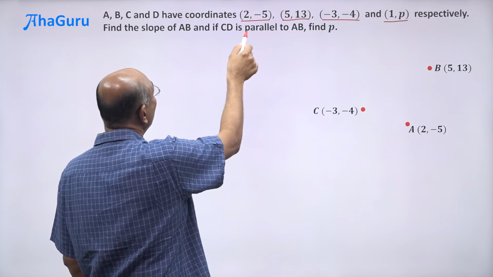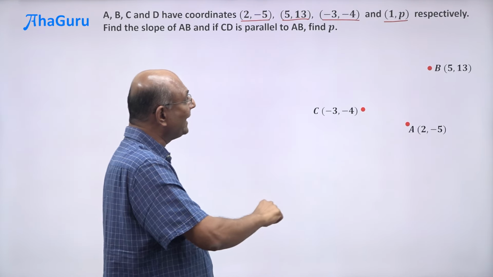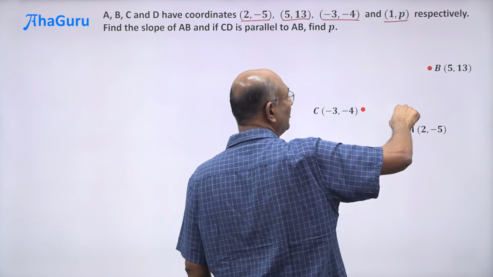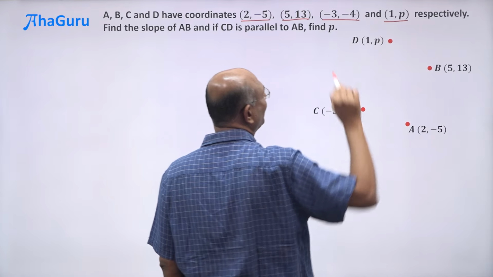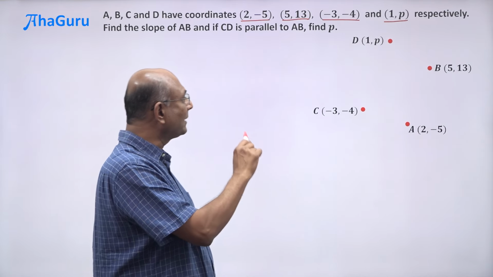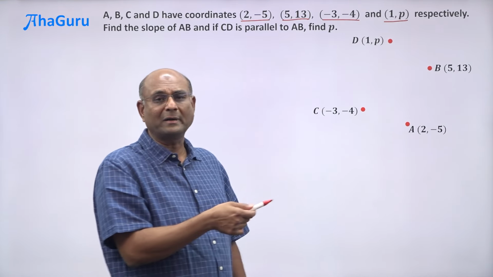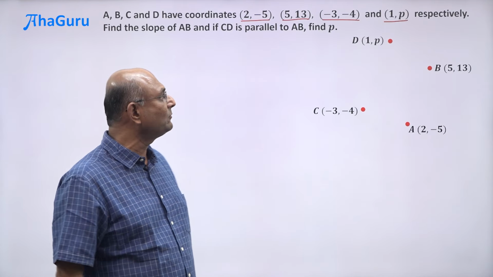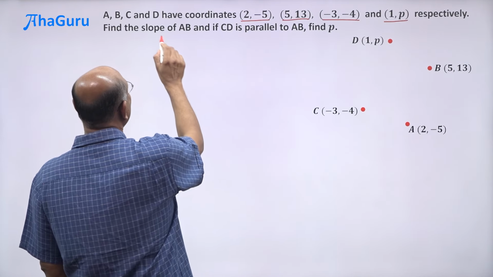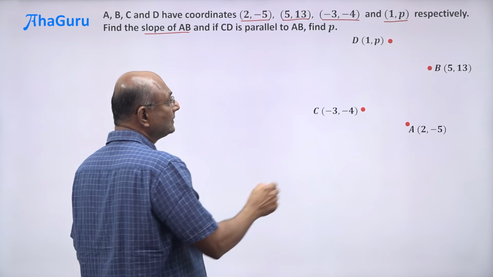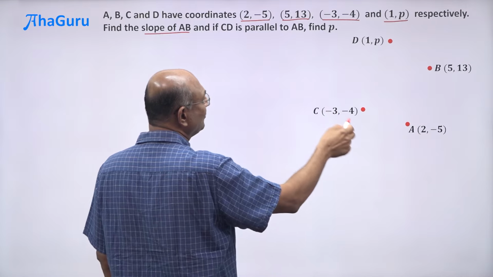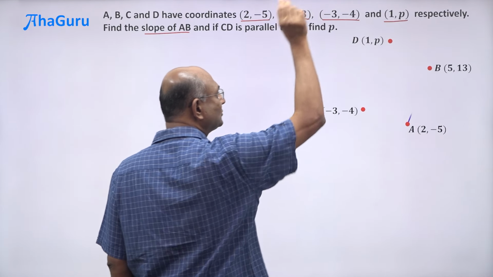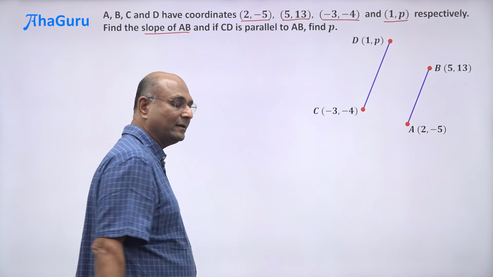But we have been told in the second part of the question that CD is parallel to AB. So if I think about AB, CD, so I have to plot D somewhere there. So let me plot D there. Okay? 1, P. Well, it could have also been somewhere there, but for now we'll just plot it there and see what happens. We want to find the slope of AB. So that means I must join these. And the second part of the question says CD is parallel to AB. So if I'm going to join this, I may as well join that. So AB and CD. Okay?